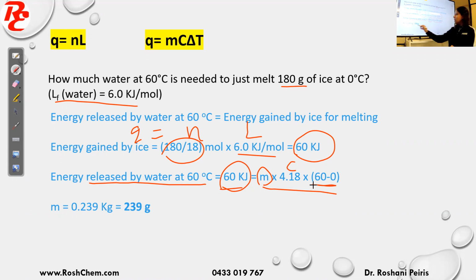So that gives you m. You will get this m in kilograms. Why? It was 60 kilojoules. So I said before, if it is kilojoules, the mass I will get in kilograms. Then after that, we can convert into grams by multiplying by 1000. So this way I get 239 grams.